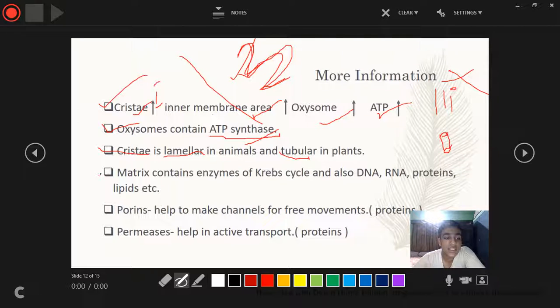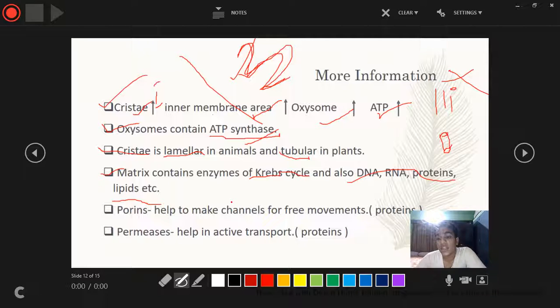And the matrix contains enzymes of the Krebs cycle. It is also called the citric acid cycle. It's a very important cycle in the production of energy for the mitochondria. So it contains various enzymes of the Krebs cycle. Oxidase is one of them, and also many DNA, RNA, and proteins, like in the cytoplasm, everything lies in organelles. So different parts of the mitochondria also lie in the matrix. That is the fluid substance.